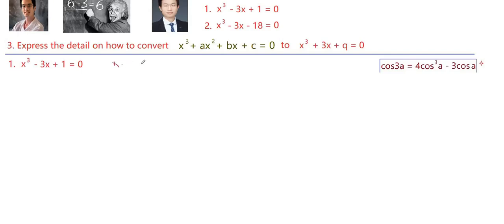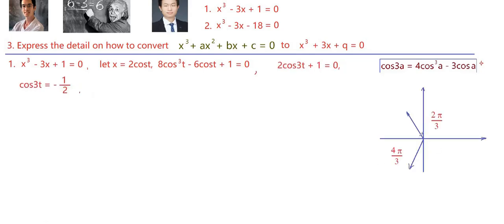We let x equal to 2 cosine t, and then we get 8 cosine cubed t minus 6 cosine t plus 1 equal to 0. Look at this trigonometric function. We immediately have 2 cosine 3t plus 1 equal to 0, and cosine 3t equal to minus 1 divided by 2. From here, we notice we have two places that meet this condition.